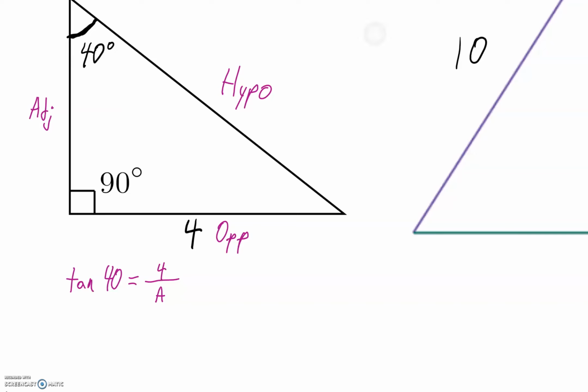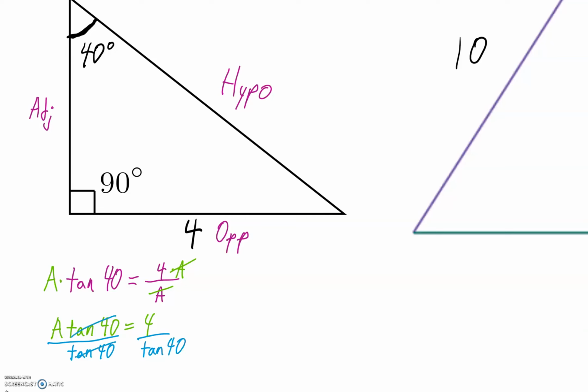Okay, so our first step is we're going to have to multiply by a on both sides because we want to get our unknown on top and then by itself. So now it's going to be a tan 40 equals 4. Okay, now what we need to do is divide by tan 40 on both sides to get the a by itself.